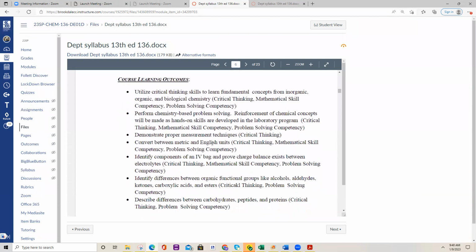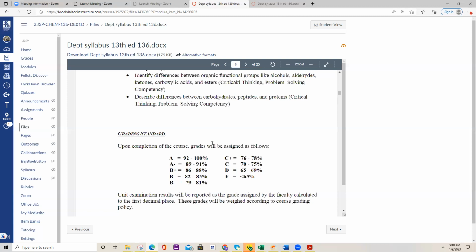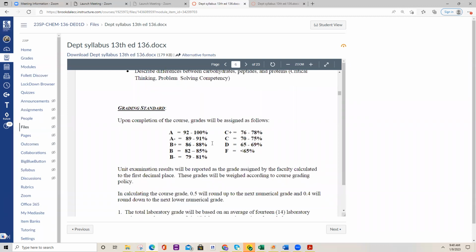Course learning outcomes, I'm not going to read through this. You can read through those. That's some of the things we're going to be working on. Here's the grading standard. This is the department-wide grading standard, so all chemistry classes have to abide by it. This shows you the percentages and the corresponding letter grades. Standard rounding rules apply. 0.5 would get rounded up. 0.4, 0.3, 0.2, 0.1 do not get rounded up. So regular rounding rules.